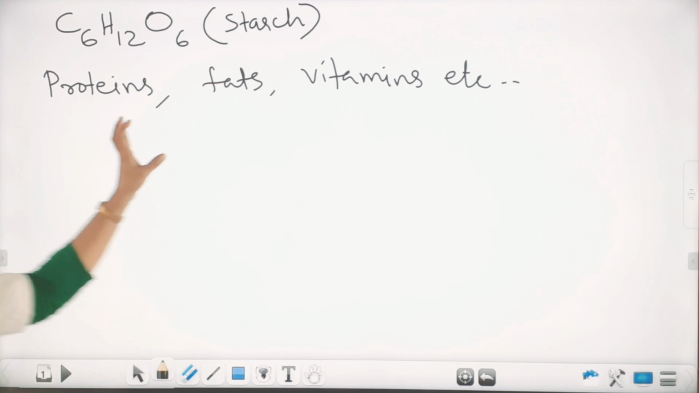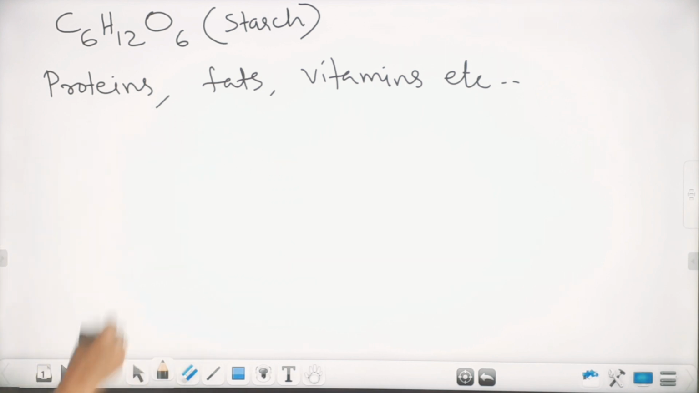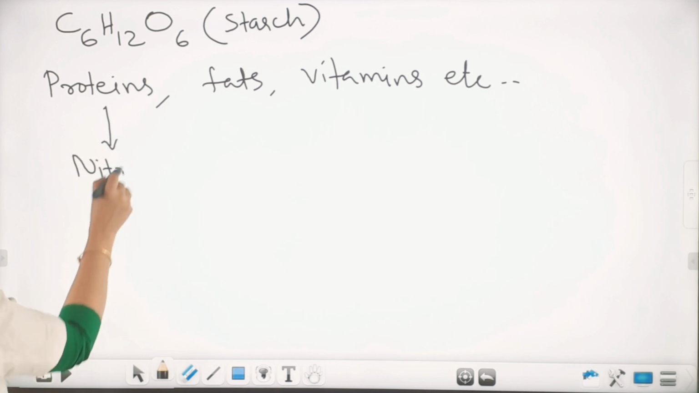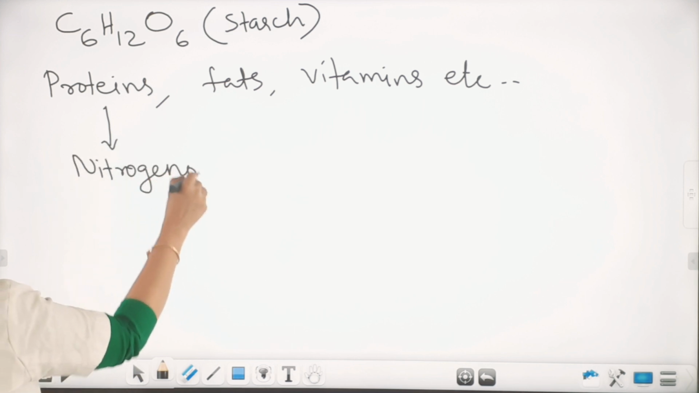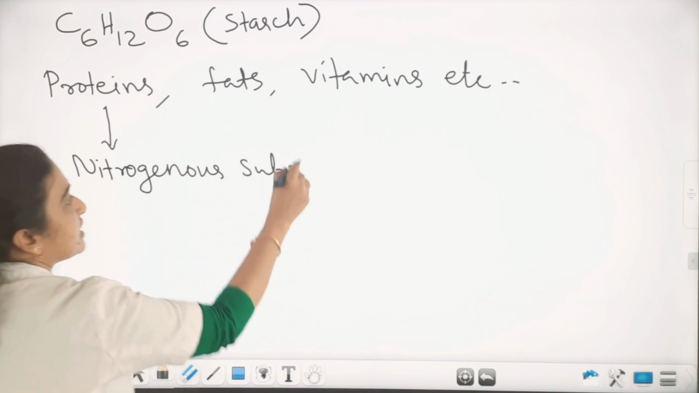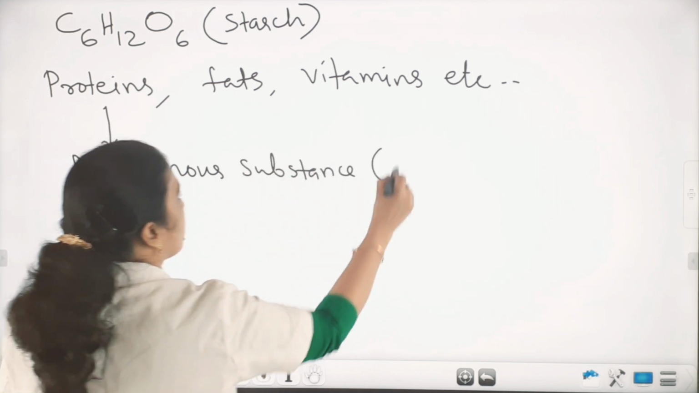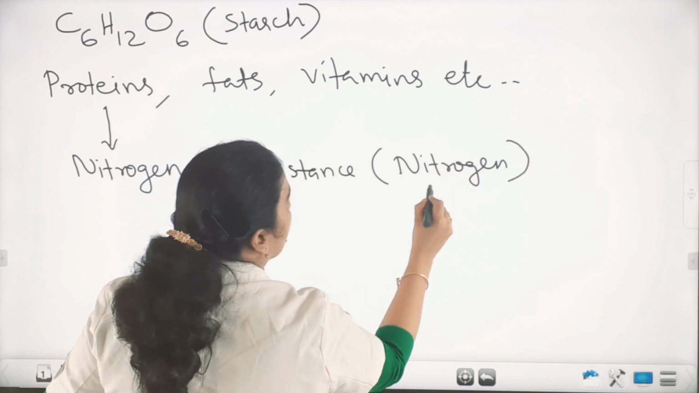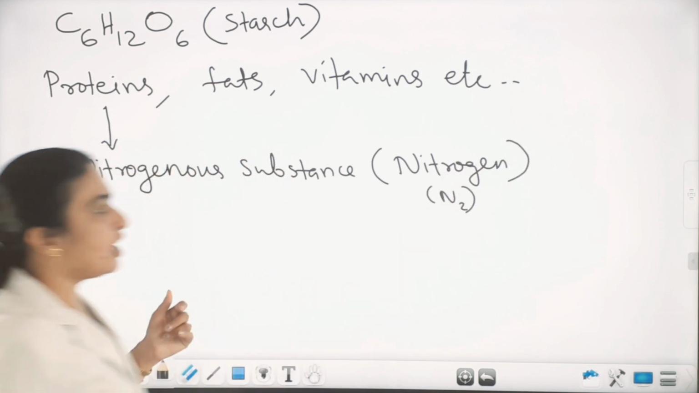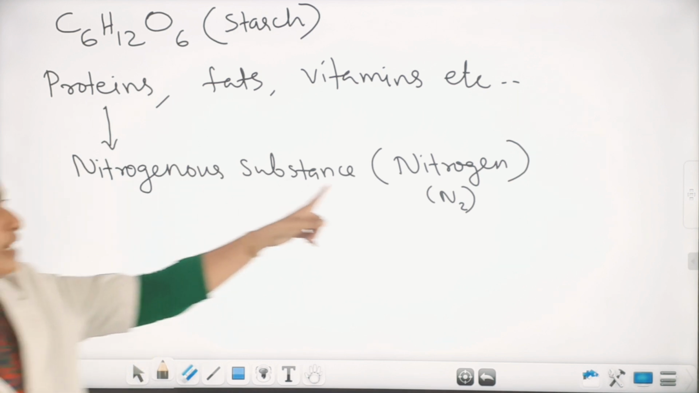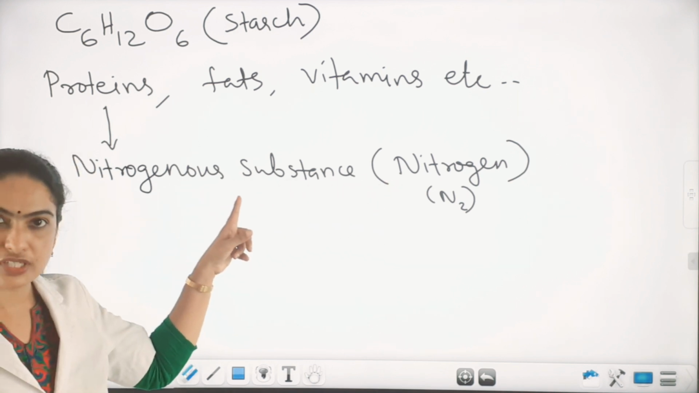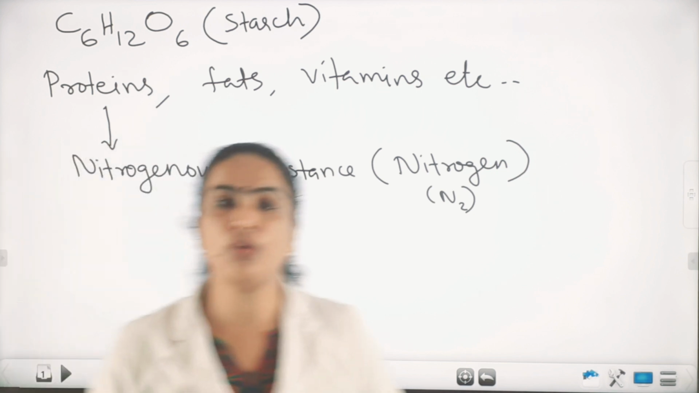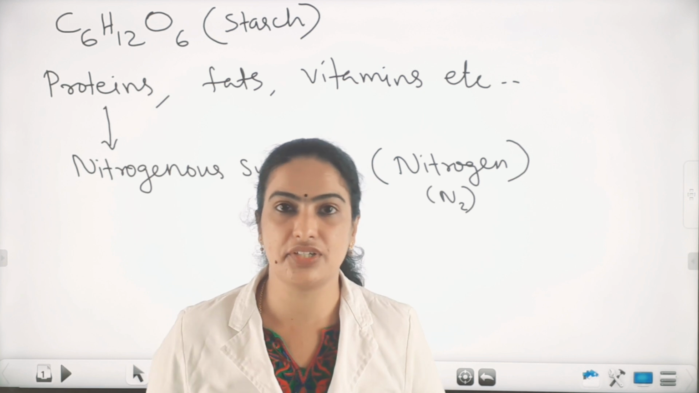And out of these substances, proteins are nitrogenous substances. What is meant by nitrogenous substance? Nitrogenous substance means the substance which contains nitrogen or N2. Okay, so the substances which contain nitrogen are called nitrogenous substances. Protein is a nitrogenous substance. So how do the plants get this nitrogen?